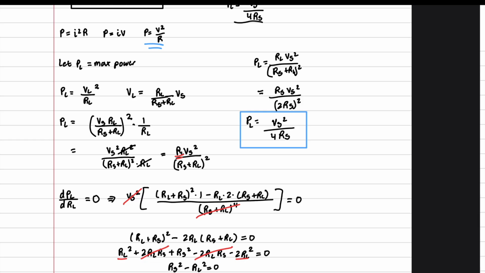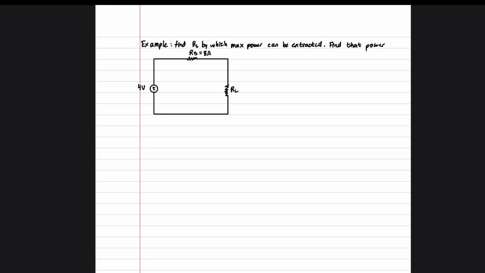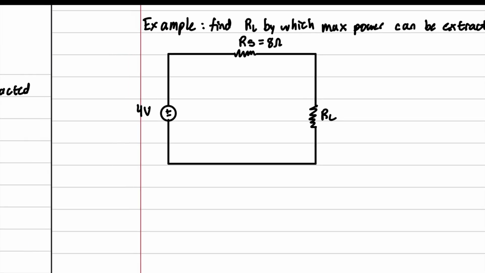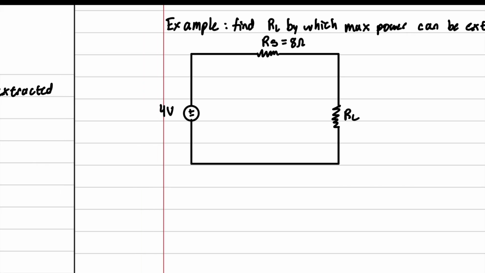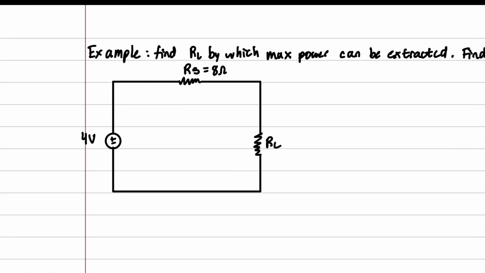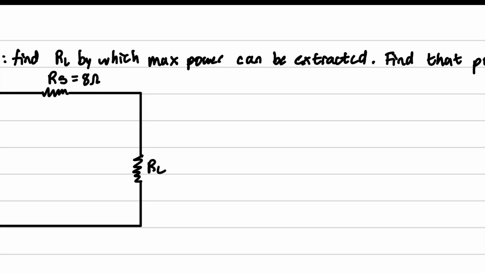Awesome. Now let's go do some practice problems. So the first practice problem, super easy. We're straight up given RS equals 8 ohms and a voltage source of 4 volts. And we want to find the RL by which max power can be extracted. Well, from what we had derived previously, for a system with just a constant voltage source and an R equivalent, RS equals RL. Okay, so that means RL is equal to 8 ohms.